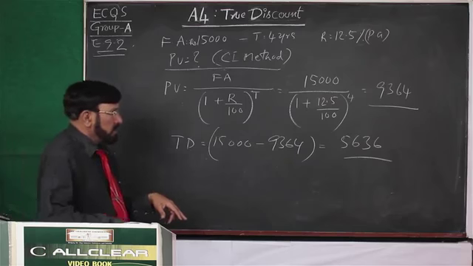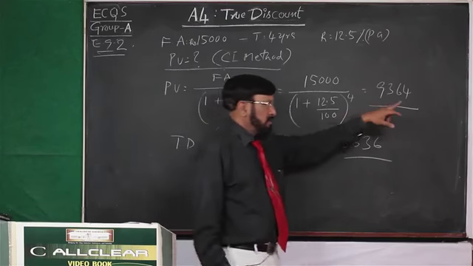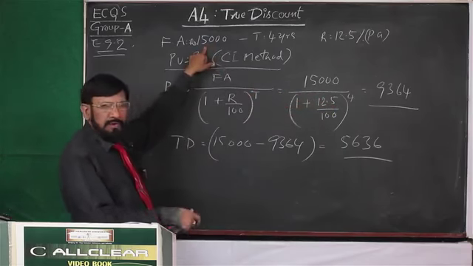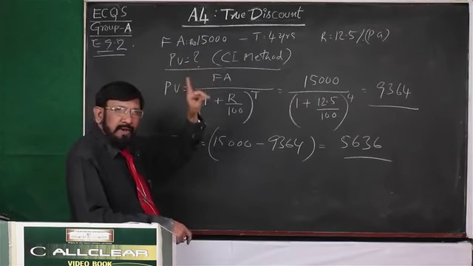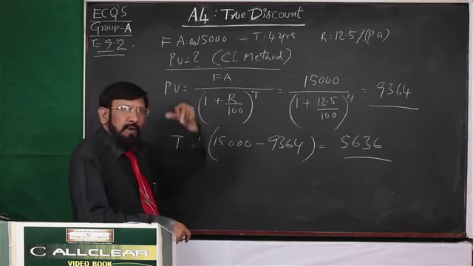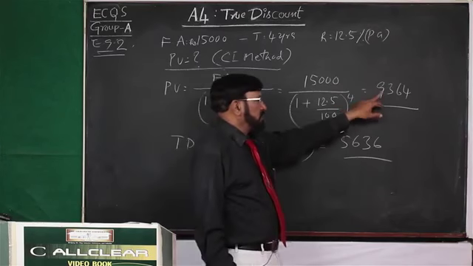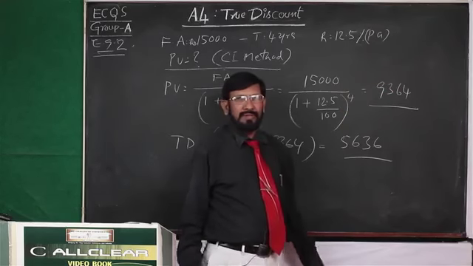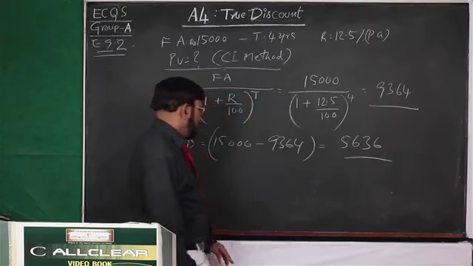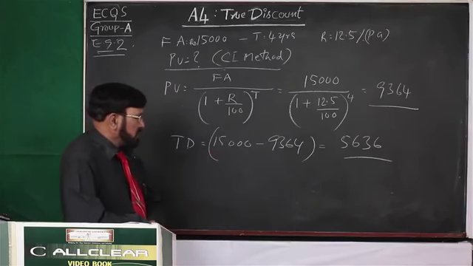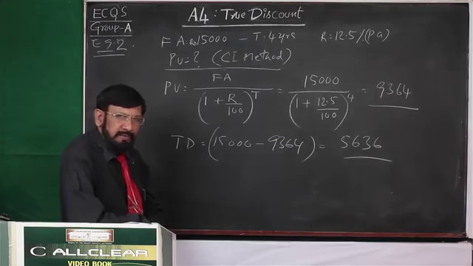What do you mean by that? The present value of 15,000 rupees due after 4 years is 9,364. That is the meaning. So, what is the true discount? 15,000 minus 9,364, 5,636 is the true discount.